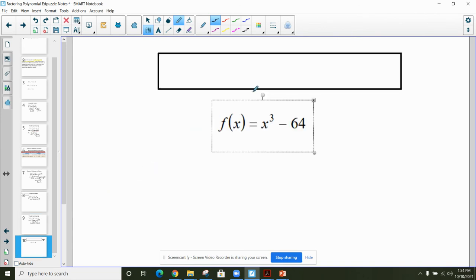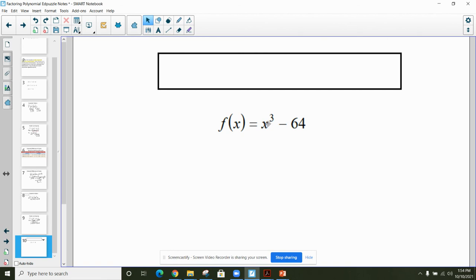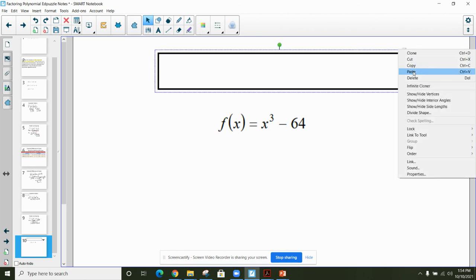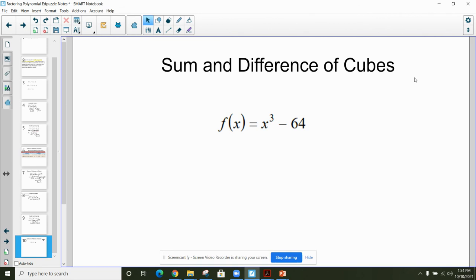All right, now here we have x cubed minus 64. So which pattern is this? So we have a binomial, right? We have a perfect cube and a perfect cube. So is this factor by grouping? Is this quadratic pattern? Or is this the sum and difference of two cubes? And so this is the sum and difference of two cubes. And more specifically, this is the difference of cubes.